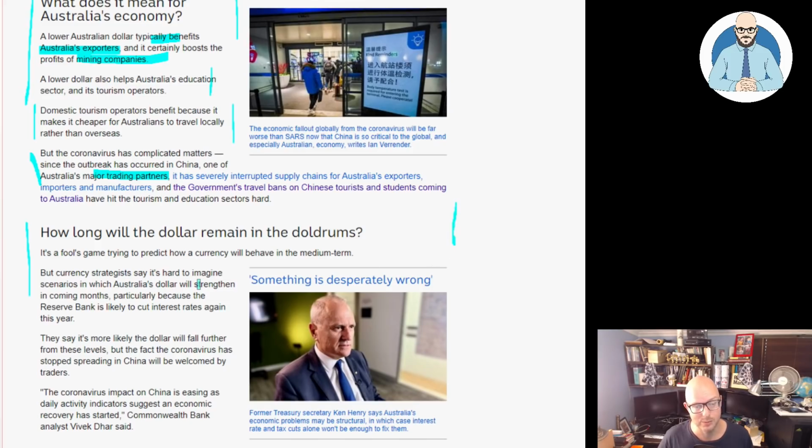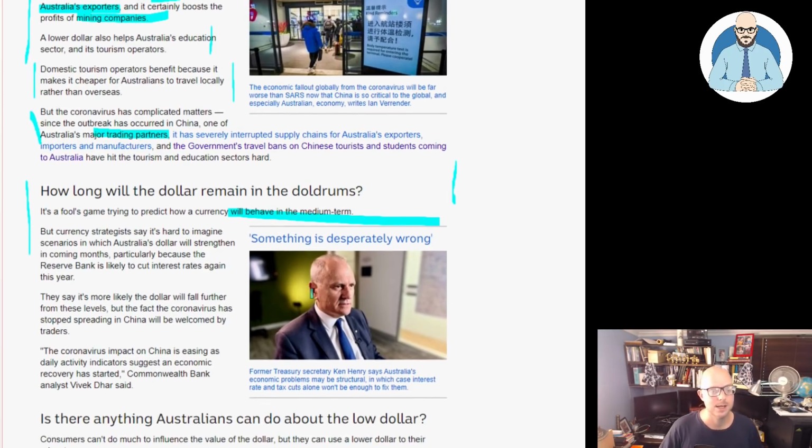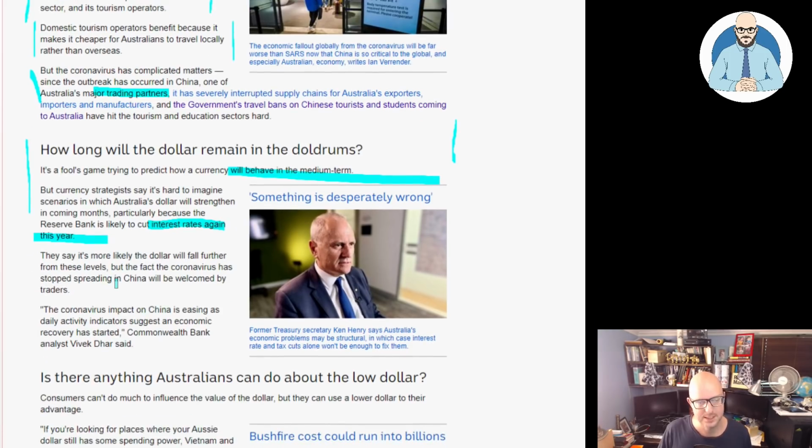It's a fool's game trying to predict how a currency will behave in the medium term. But currency strategists say it's hard to imagine scenarios in which Australia's dollar will strengthen in coming months, particularly because the Reserve Bank is likely to cut interest rates again this year. They say it's more likely the Australian dollar will fall further than these levels, but the fact the coronavirus has stopped spreading in China will be welcomed by traders.